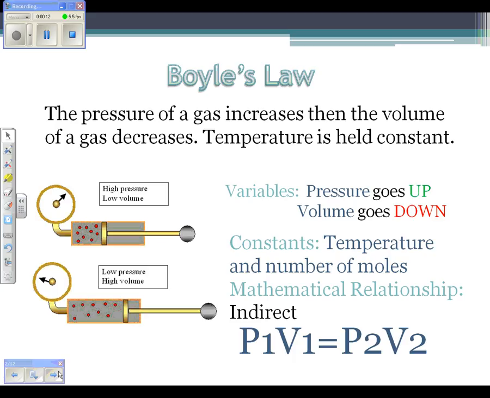Boyle's law simply states that when the pressure of a gas increases, the volume of a gas decreases if the temperature is held constant. The equation describing this law is P1 times V1 equals P2 times V2. The mathematical relationship is indirect.